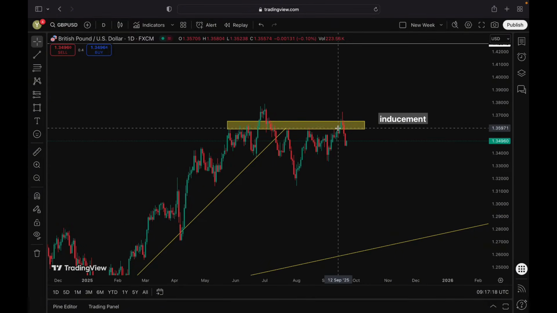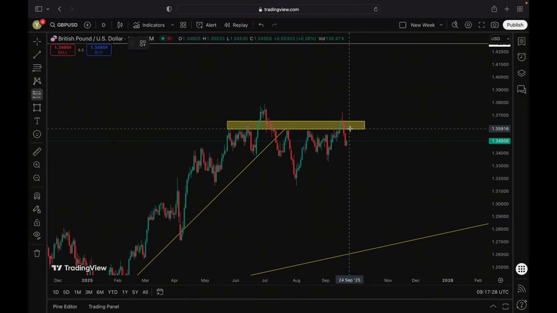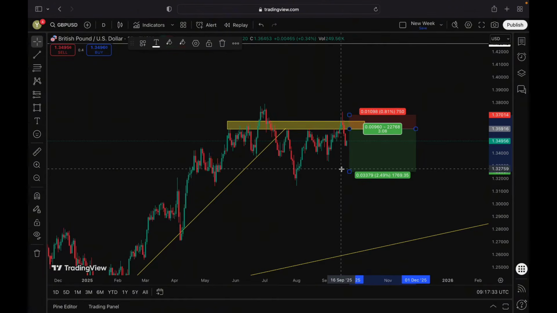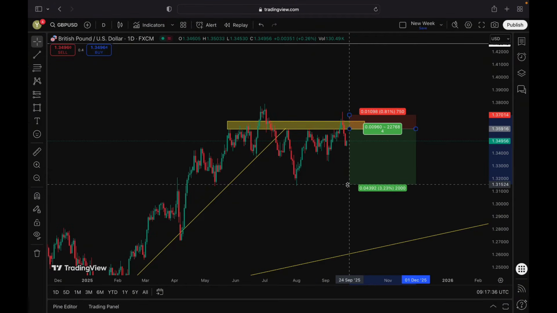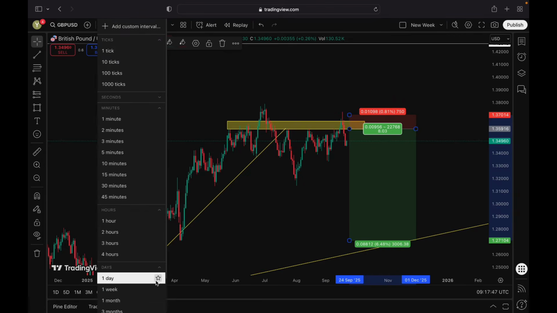What next? We are now going to be looking out for a sell. So a short position from here, stop loss is just going to be above this high. First take profit is going to be 1.31524. Second take profit is going to be 1.27132. So let's now move over to the 4 hour.